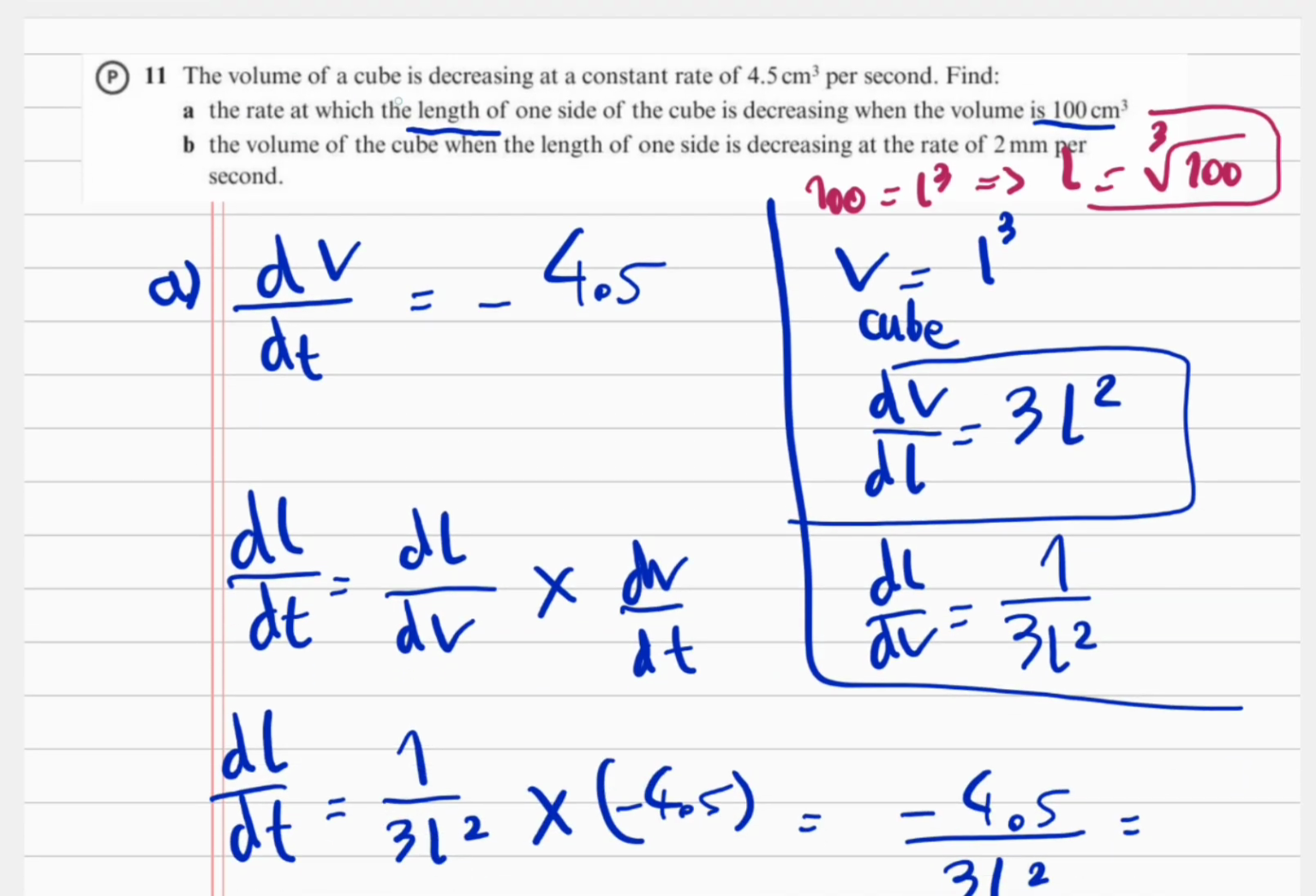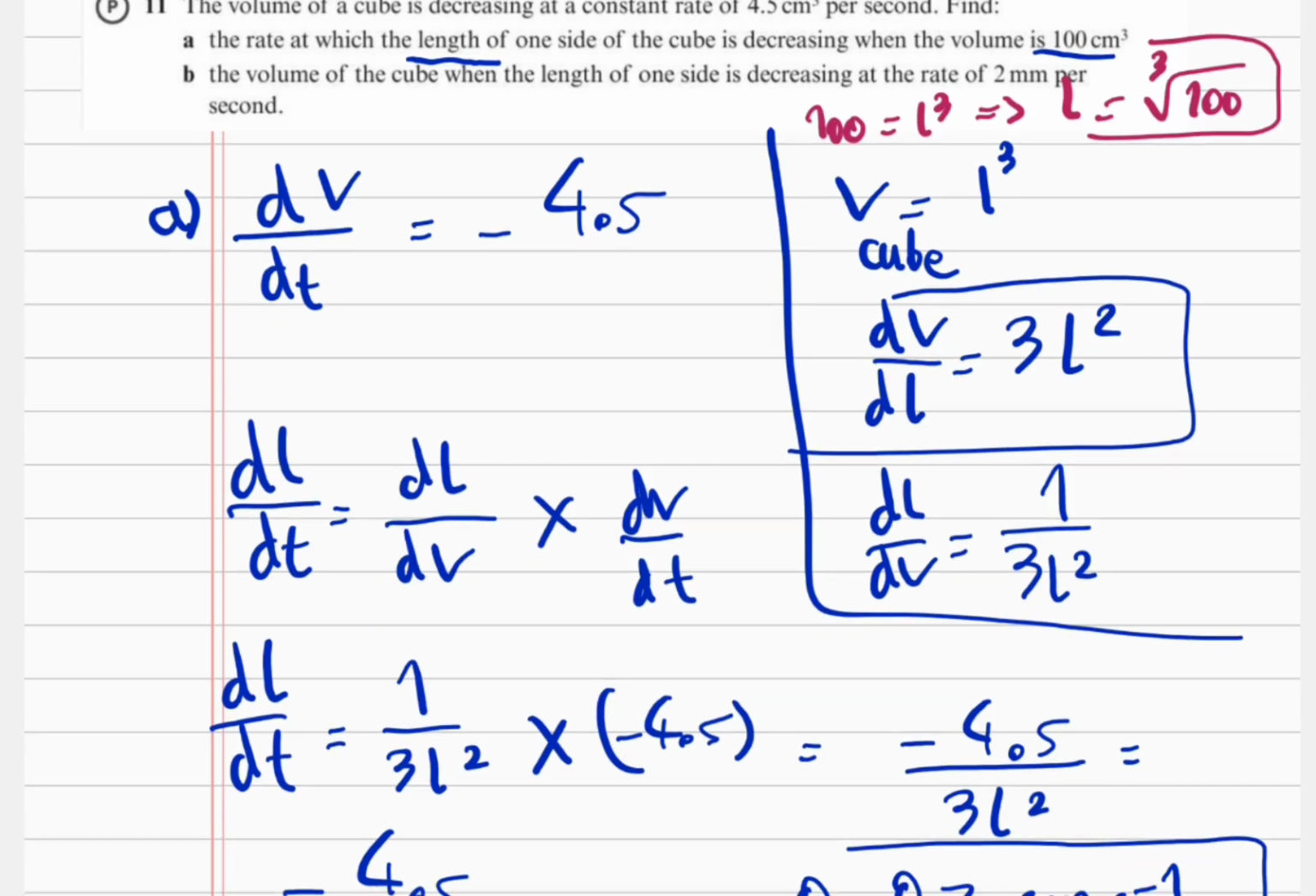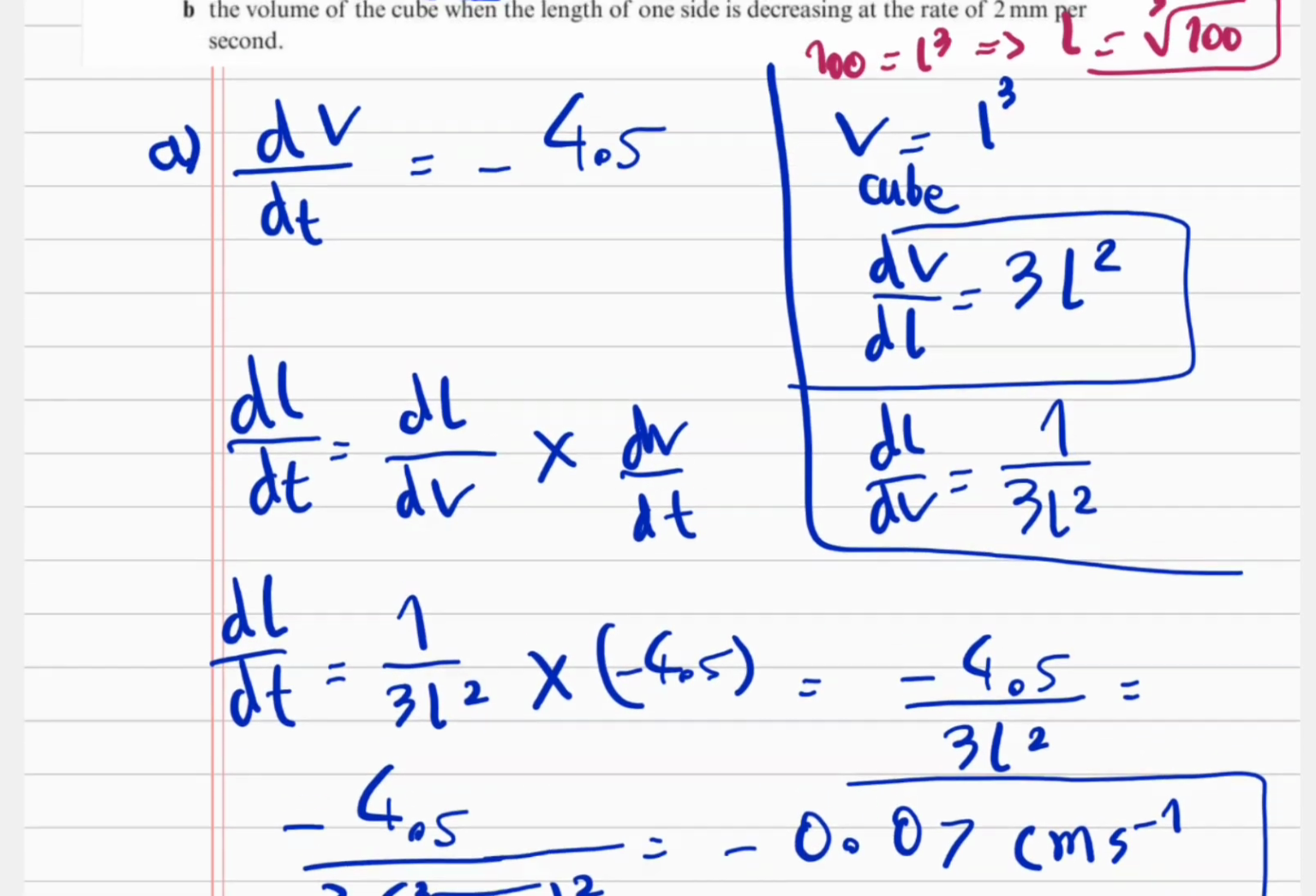It's saying that the volume of a cube is decreasing at a constant rate of 4.5 centimeters cubed per second. It's not saying at a constant rate of minus 4.5 centimeters cubed. But for the differential equation, we need to write that negative to show the decrease. Okay, this is the answer to part A.